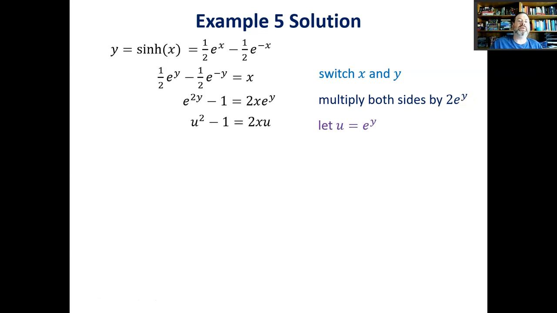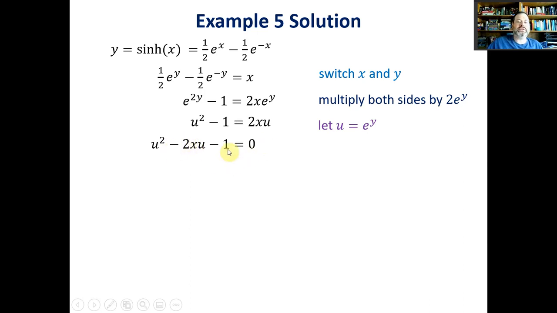Then I'm going to replace e to the y with u. So it's like a u substitution. I could use any letter. I could have used t, but think of it like a u substitution, even though we're not doing any derivatives. So here, u squared is e to the 2y, right? E to the y squared is e to the 2y. Negative 1 stays negative 1, and 2x e to the y becomes 2xu. Now I'm pulling everything to the left, so I'm just subtracting 2xu from both sides.